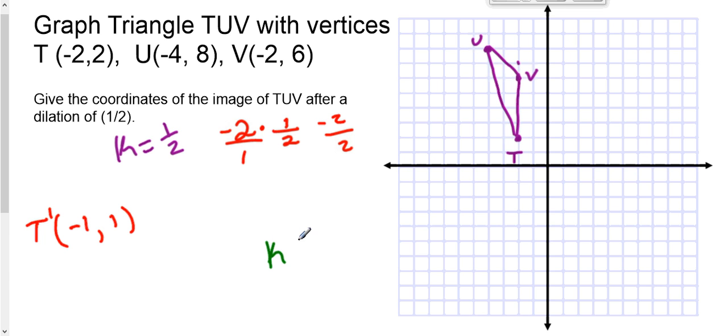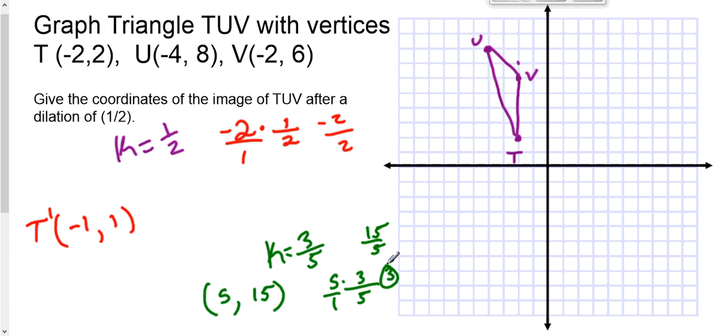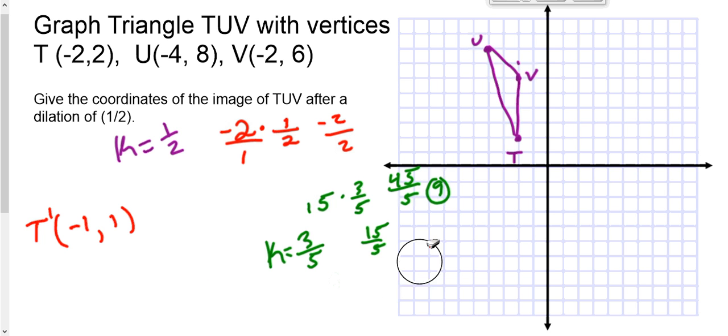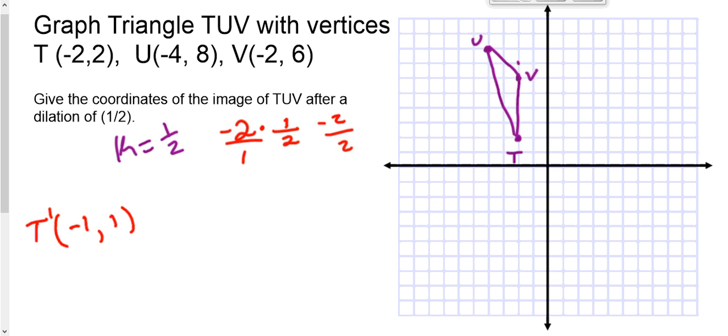For instance, let's say our scale factor was 3/5. And I wanted to multiply 5 and 15. We take 5 times 3/5. We get 15 over 5. 15 divided by 5 would be 3. We take 15 multiplied by 3/5. We get 45 over 5. We end up getting 9. So even if it's a different fraction, we still multiply the top divided by the bottom.